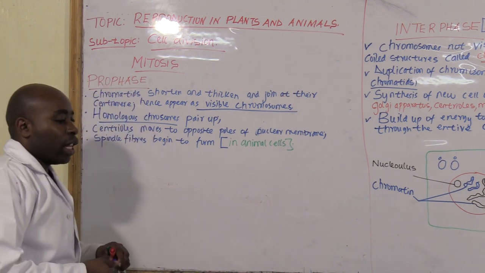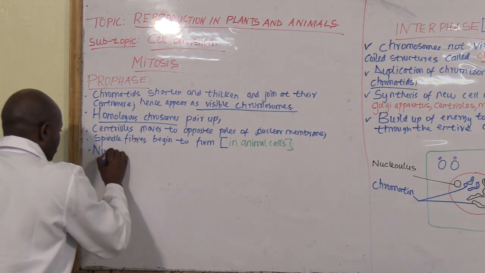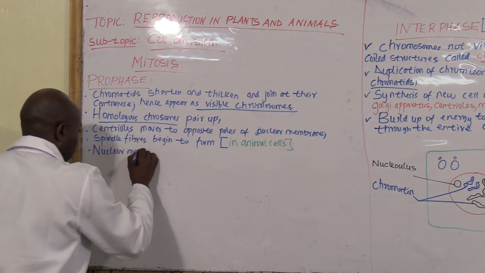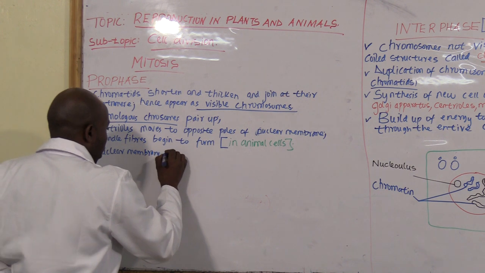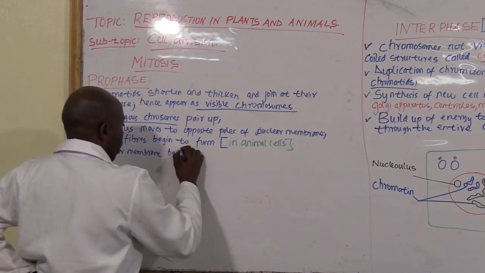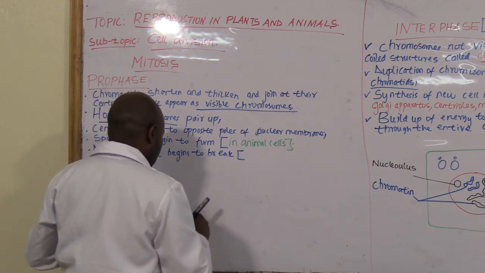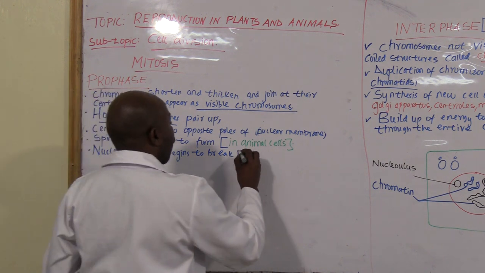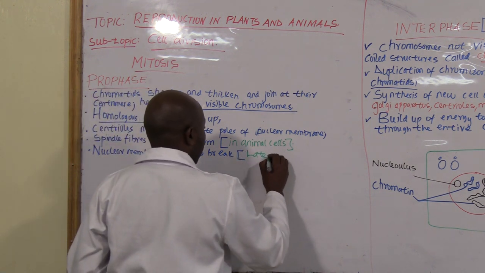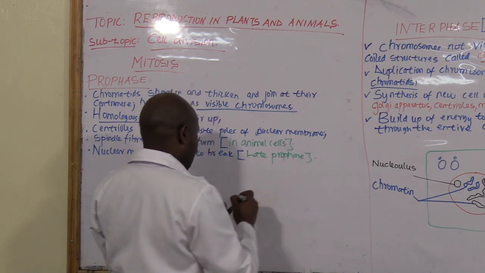Then finally, the nuclear membrane begins to break. This is normally evident during the very late stages of prophase. So this is called late prophase.